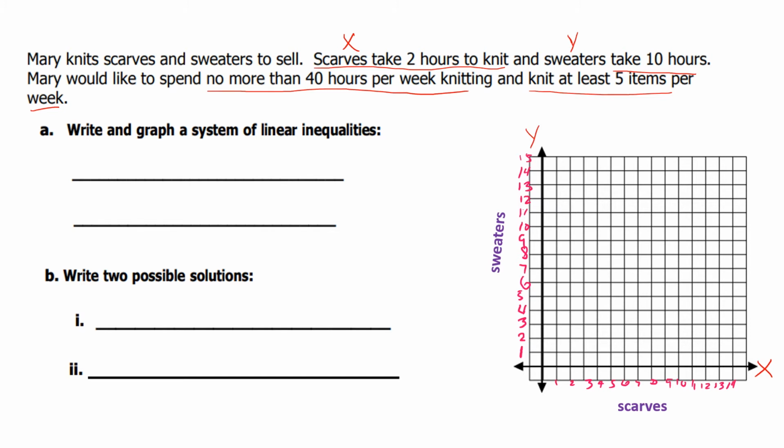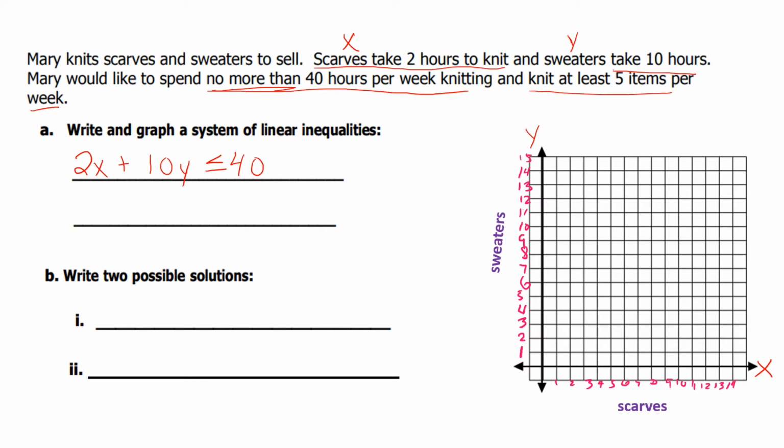All right, so let's write this system. So first it says scarves take 2 hours to knit, so that would be 2x, plus sweaters 10 hours, so that would be 10y. Mary would like to spend no more than 40 hours per week. So 2 hours and 10 hours, no more than 40 hours, so it would have to be less than or equal to the 40 hours.